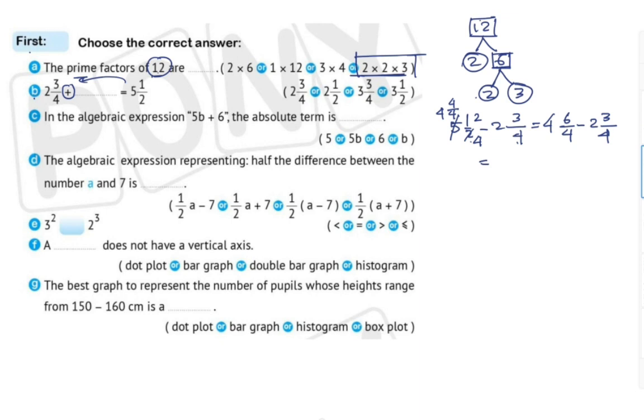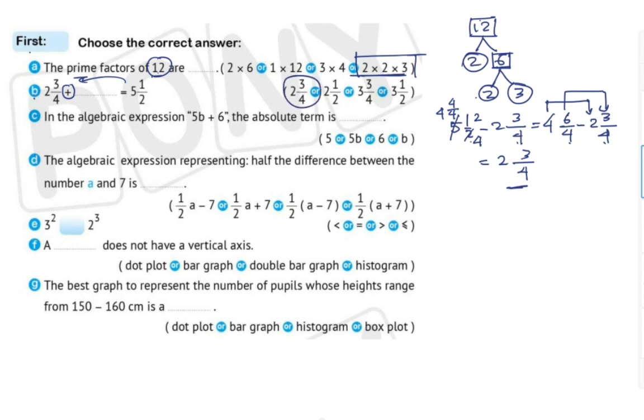Now you can subtract, that's easy. 4 minus 2 equals 2, with denominator 4, and 6 minus 3 equals 3. So the answer will be 2 and 3/4.